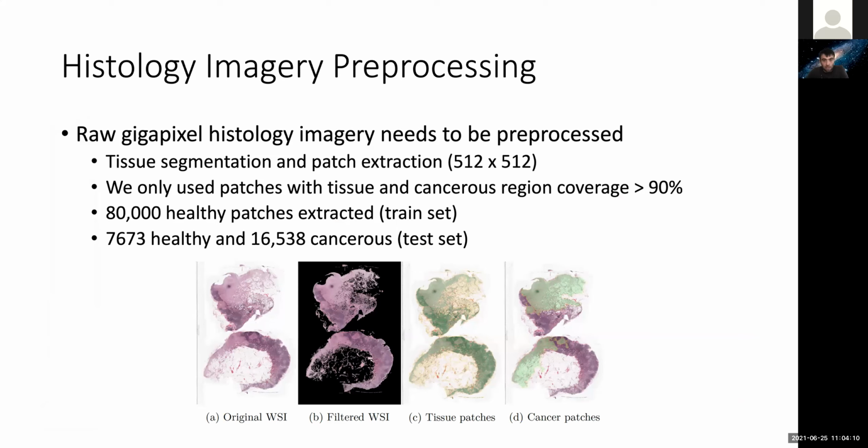In this case, we extract all the patches which have more than 90% of the tissue coverage. And in the cancerous patches, we also make sure that at least 90% of the patch is covered with cancerous tissue. For the training set, as I will mention later on, we only use healthy patches, while to test the methods, we use both classes.